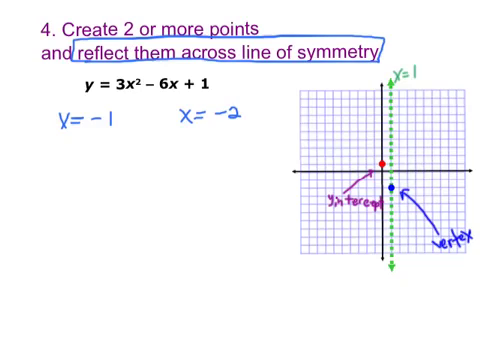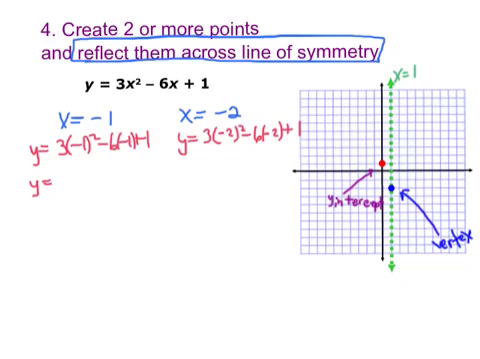And so we can just find these values. So y equals 3 times negative 1 squared minus 6 times negative 1 plus 1, and over here we get y equals 3 times negative 2 squared minus 6 times negative 2 plus 1, and we can evaluate these. So we get y equals 3, plus 6, plus 1, because right here, negative 6 times negative 1 is just positive 6. And so in this case, we get y equaling 10. So our ordered pair then is negative 1 comma 10.